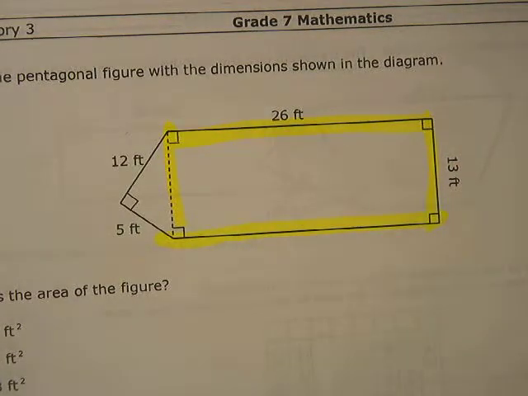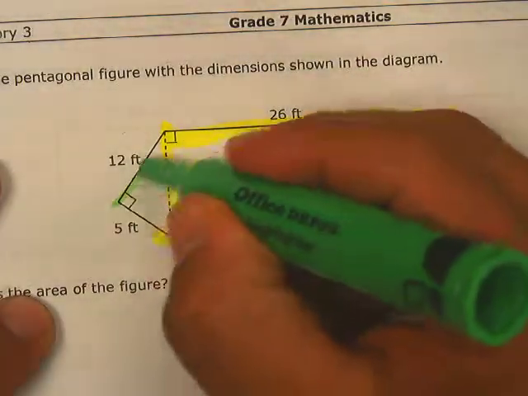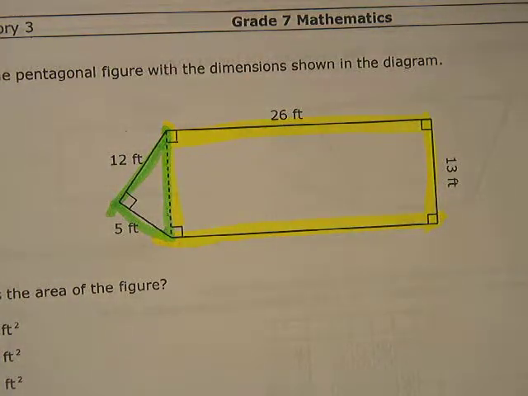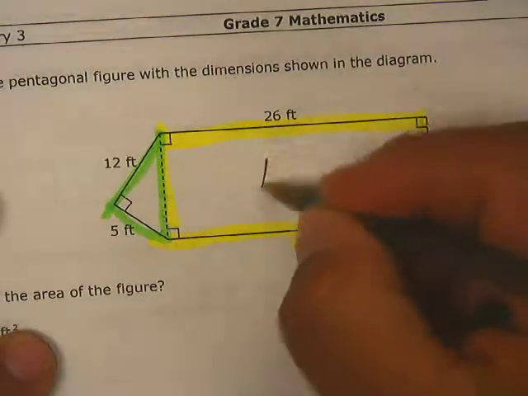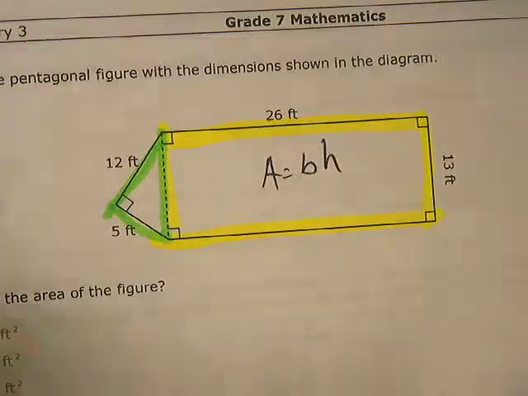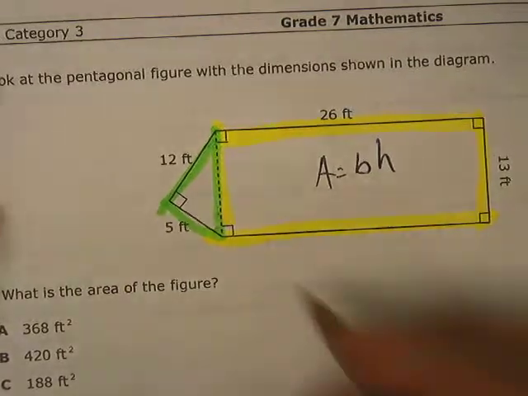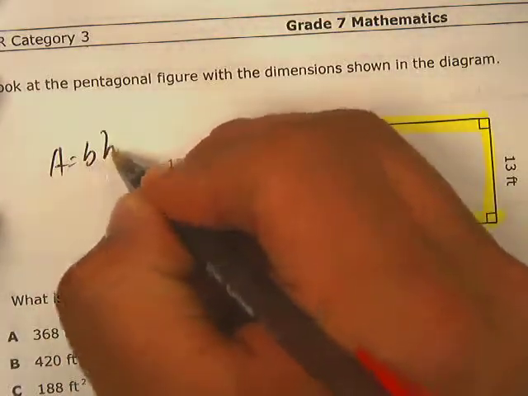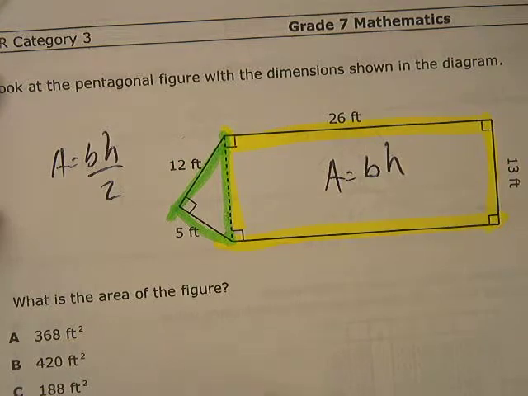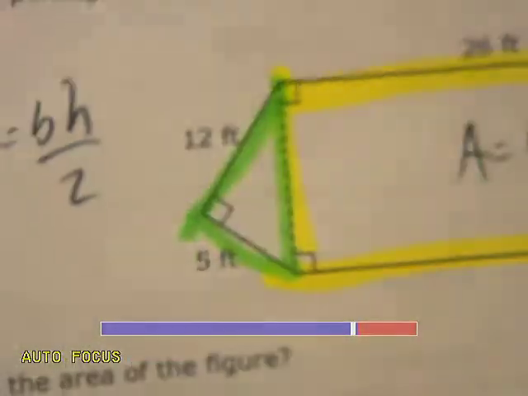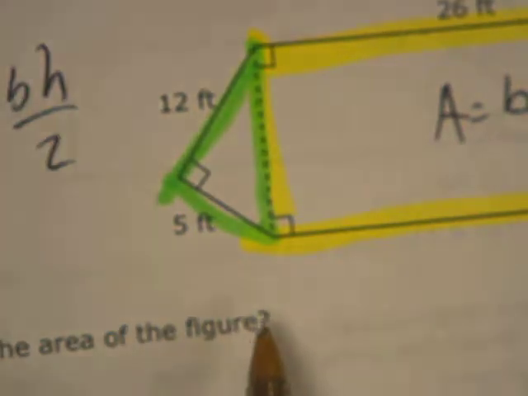Okay, number 5, lo mismo, same thing. You have a rectangle. Look at the pentagonal figure with the dimensions shown in the diagram. What is the area of the figure? So they want the area of everything. So you're going to have to add. You have a rectangle, okay? You have a triangle right here. We have trouble sometimes. The rectangle shouldn't give you trouble. This is just base times height, that's all.